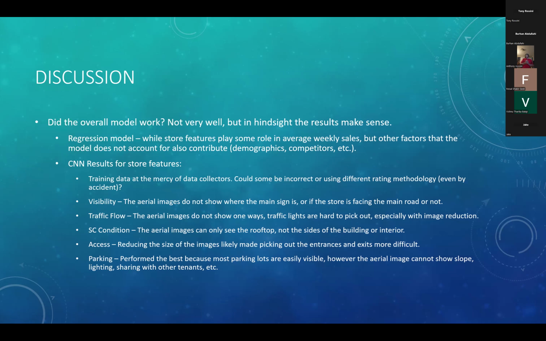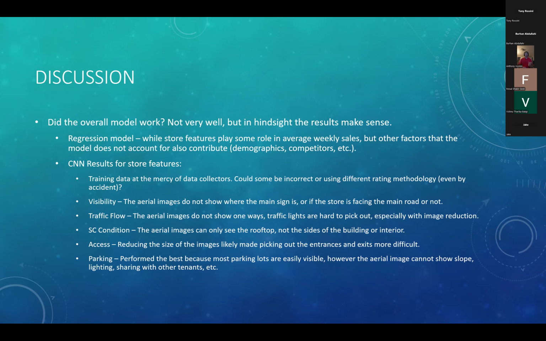And so, yeah, going to the discussion here, did the overall model work? I would say not very well. And in hindsight, I think that makes sense. So from the regression model specifically, while those store features might play some role in the average weekly sales, there's going to be a lot of factors that go into what makes a grocery store successful. So it could be the demographics of the area, are there competitors nearby, a lot of things like that these aerial images and these store features aren't going to be able to capture.